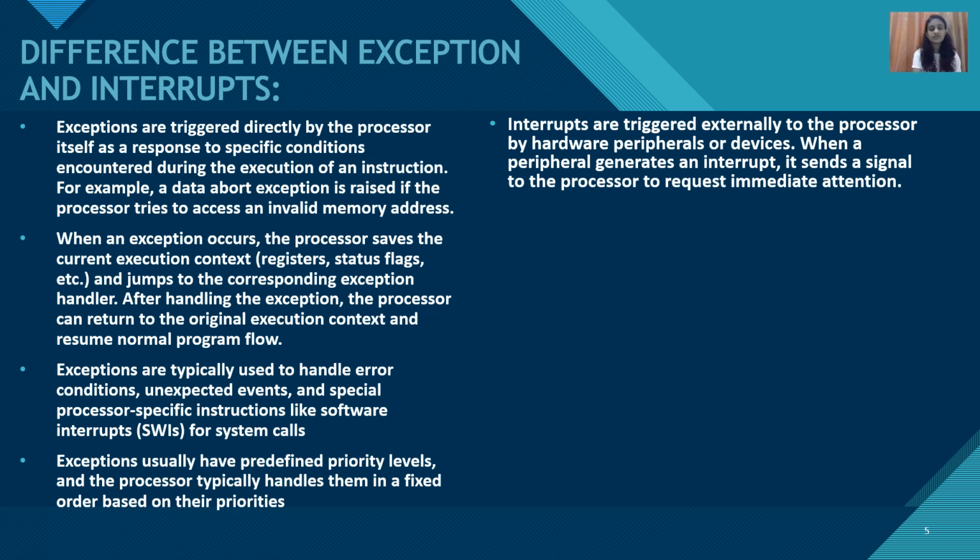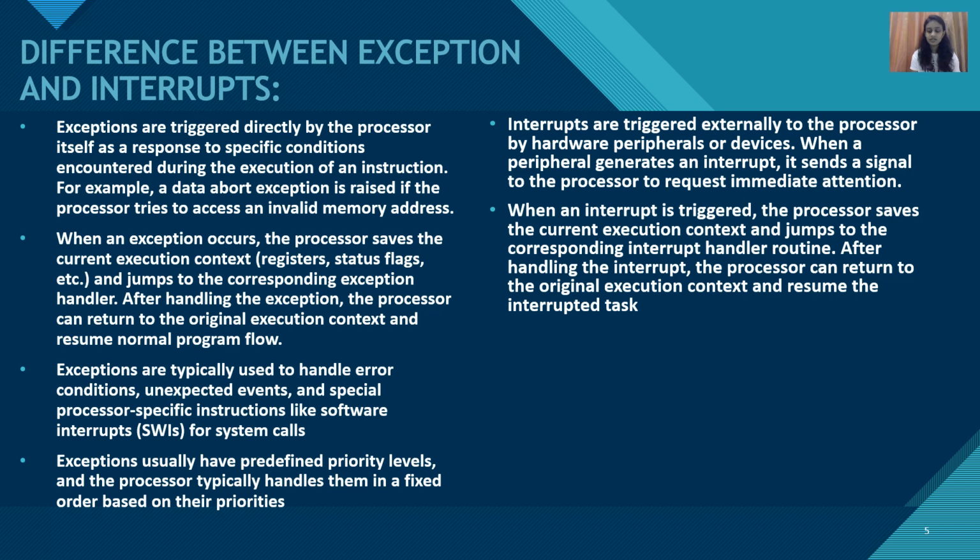Coming back to the exception, when the exception occurs, the processor usually saves the context of the current execution, and then it moves to the corresponding exception handler. After the exception has been resolved, it has the option to either return to the normal execution or continue with the ongoing execution process. Coming to interrupts, when an interrupt is triggered, the processor saves the current execution and jumps to the corresponding interrupt handler routine. After handling that interrupt, it usually comes back to the original execution context and resumes the interrupted task.